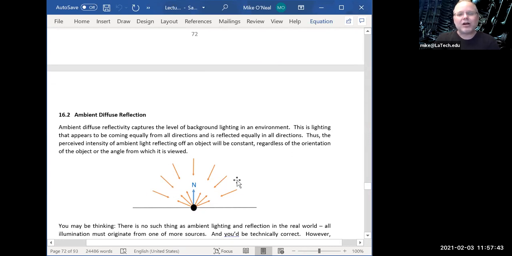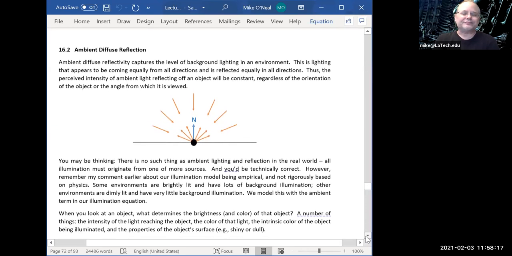Light rays are coming in from all different directions. They're hitting a point on a surface. That surface obviously has some surface normal associated with it, but we don't even need to worry about computing the surface normal because the light is reflected equally in all directions. So since the light is coming in from all directions and going out in all directions, we don't need to worry about any of the vectors. We don't need to worry about the surface normal or the lighting vector or the view vector or the reflection vector. We don't have to worry about any vectors.